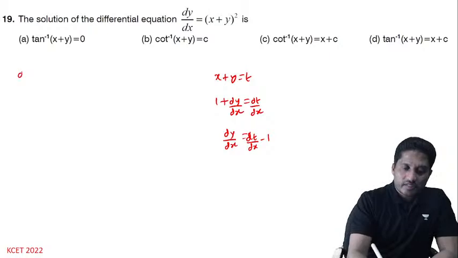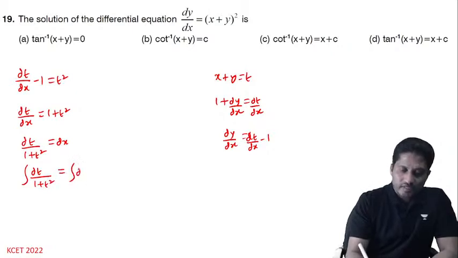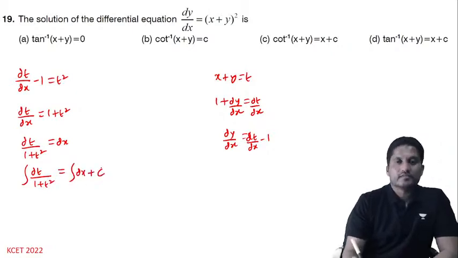Okay, so this is dt by dx minus 1 is equal to t square. dt by dx is equal to 1 plus t square. Now dt by 1 plus t square is equal to dx. dt divided by 1 plus t square is equal to integration of dx plus c.